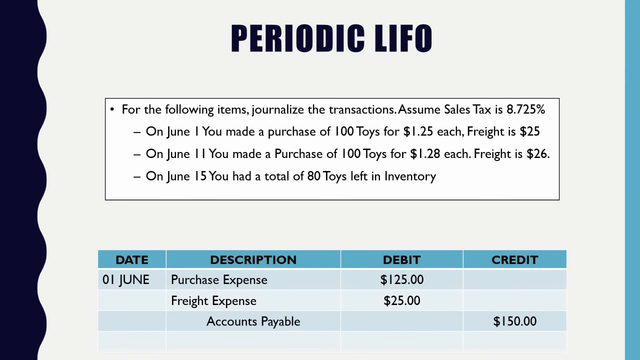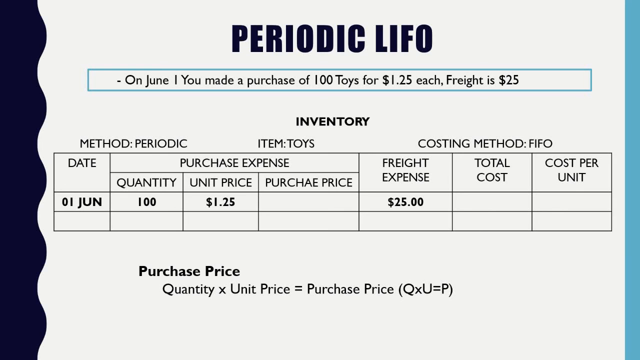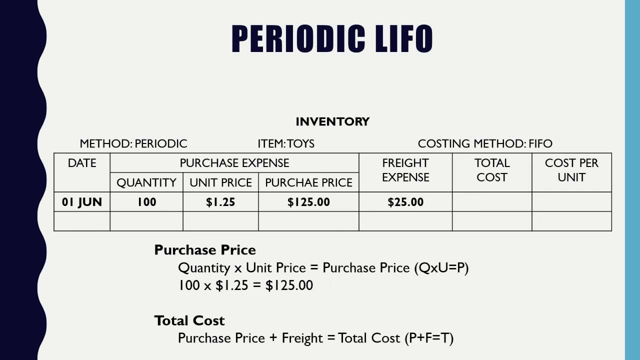Okay. Then we're going to be moving into the inventory worksheet. So right after you journalize your stuff, you need to put it into your inventory just so you can keep track of it. So here again, we see we bought on June 1st. We have 100 items. We purchased them for $1.25 each. And how do we get purchase price? You multiply quantity by unit price. Yes, so you get $125.